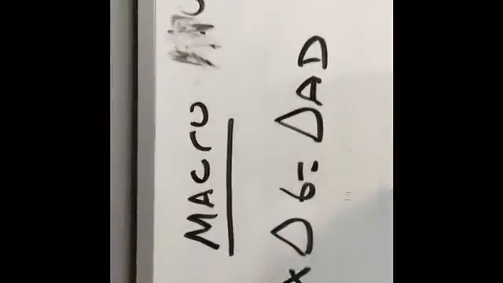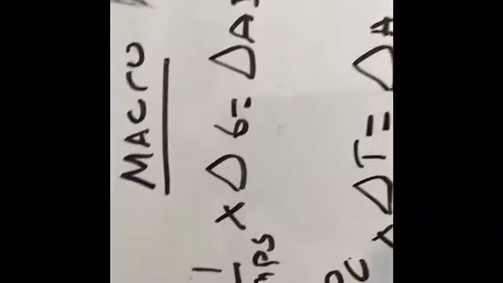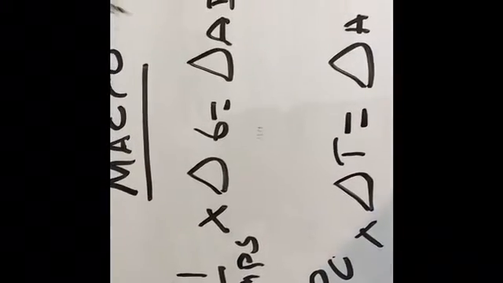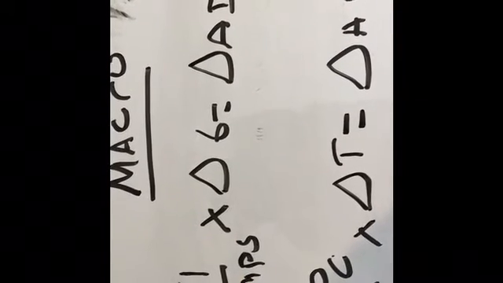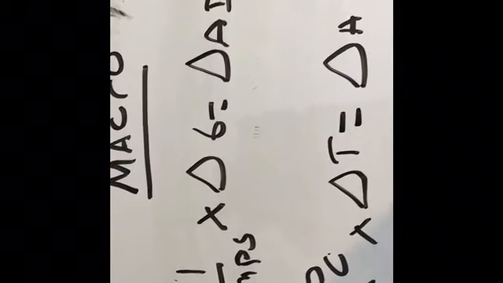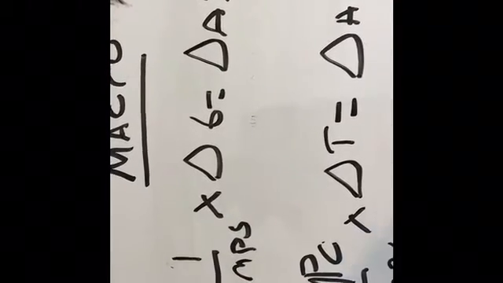All right, guys. Now it's time for our macro unit 3 TLFRs. Equations: 1 over MPS times the change in government spending is the government spending multiplier. Remember, the MPS is the marginal propensity to save. It's a reciprocal of the marginal propensity to consume.